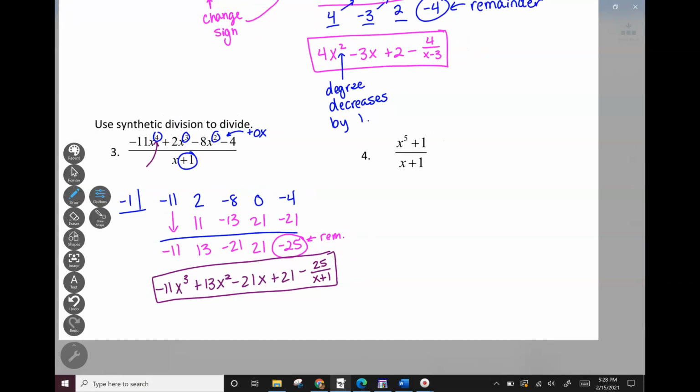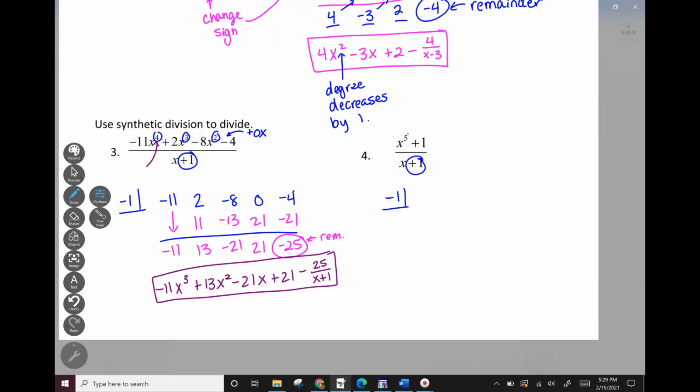Perfect. Let's do one more. And remember, you are going to need to be able to do this in 5.5, so make sure you get really proficient at it. The more you do this, it's just super simple once you do it multiple times. So change the sign. So we have negative 1 again.